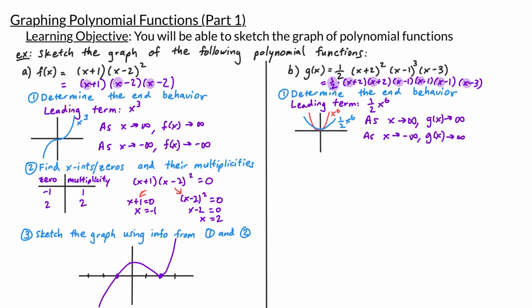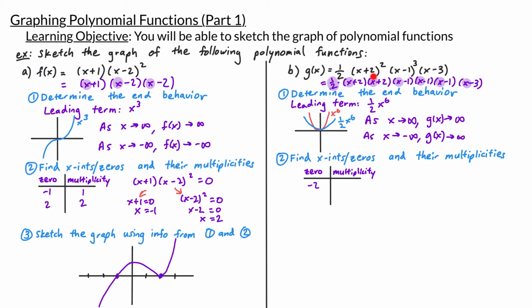Now that we've determined the end behavior, our next step is to find the x-intercepts or zeros and their multiplicities. This time, we'll just use the factor theorem to tell us what the zeros are. Remember, the factor theorem says that if we have a factor of x minus some number, then that number is one of our zeros. So for g of x, we first have a factor of x plus 2. X plus 2 can be thought of as x minus negative 2. So negative 2 is one of the zeros of our function.